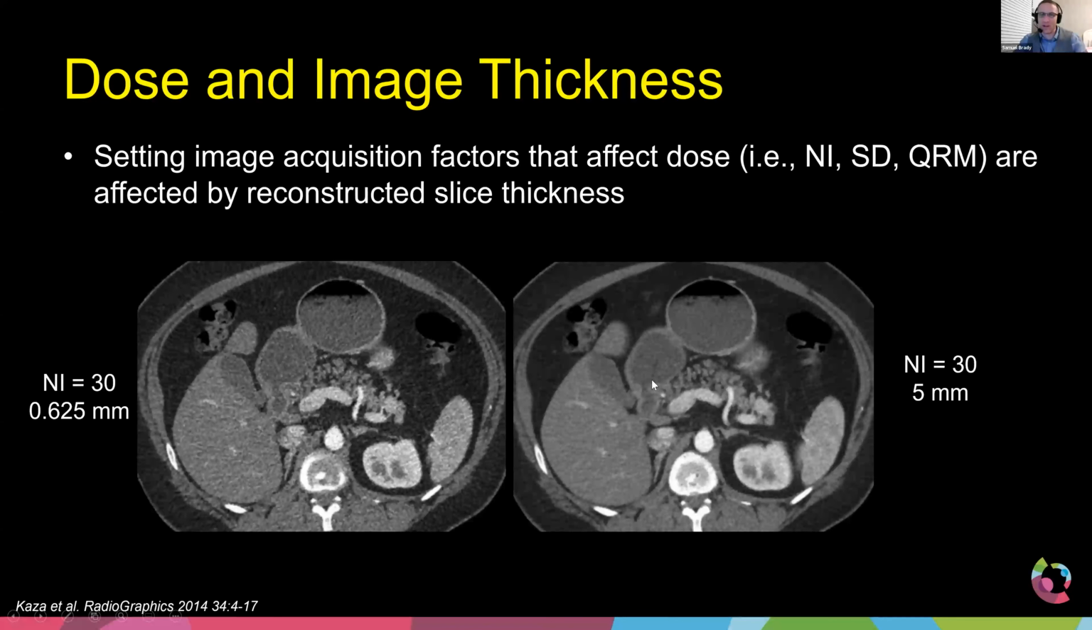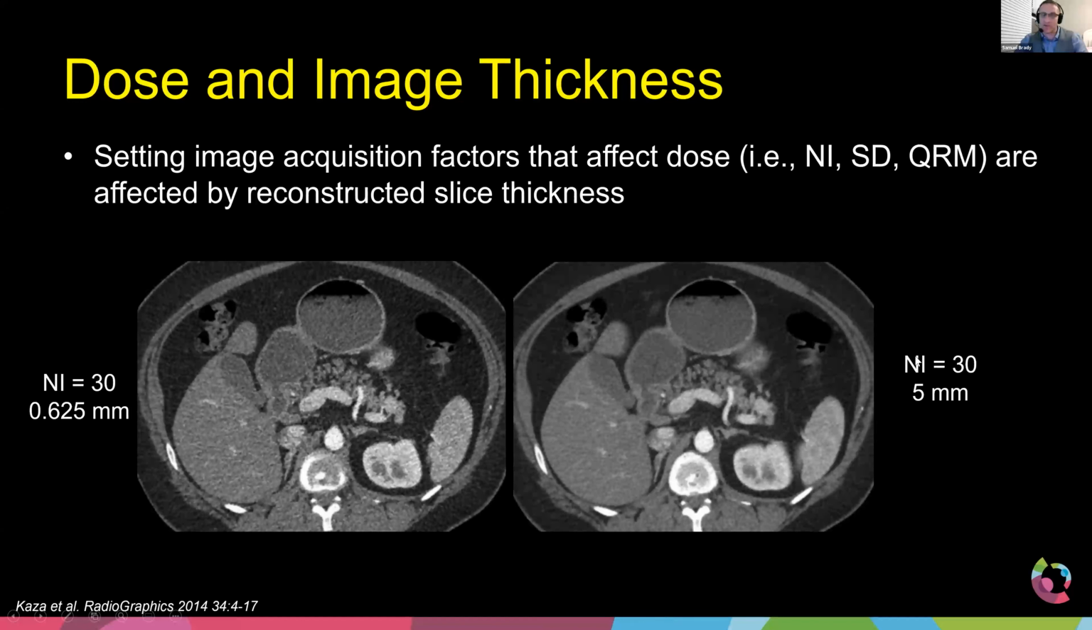And so if you go in and you say, I want a noise index of, say, 30, and I'm going to, in the end, have a 5 millimeter thick image, the system knows how much MA to use when it does the tube current modulation as it spins around the patient. And you get the image on the right-hand side. It looks nice, I hope. I think you think that would look good.